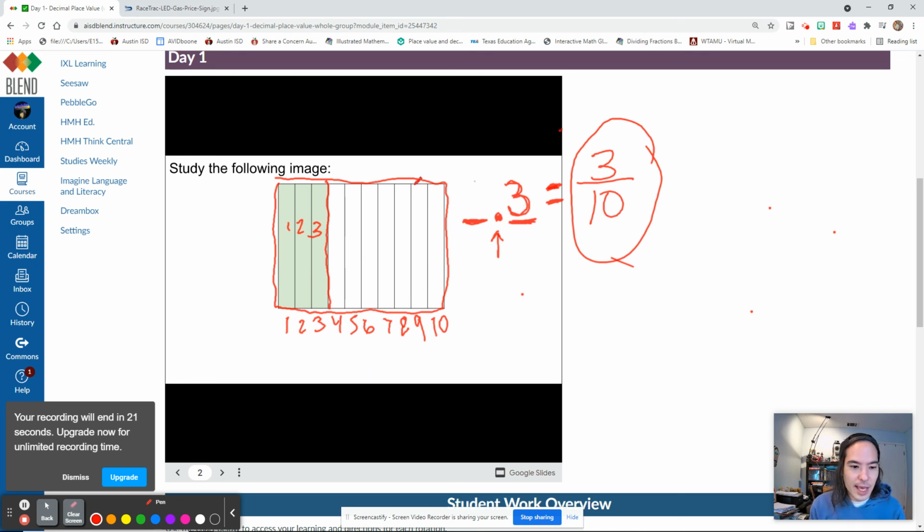So the first thing we're looking at is a representation of 3/10. This is what it looks like in decimal form, and this is what it looks like in fraction form. But all of those have the same value of 3/10. All right. Come back and we'll talk some more.